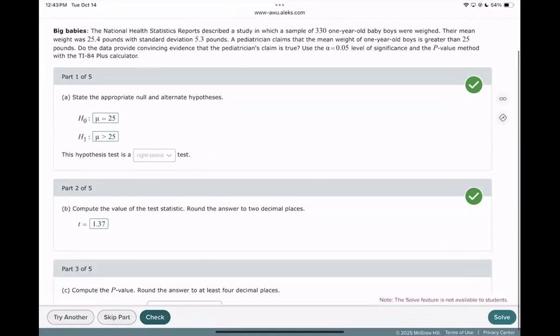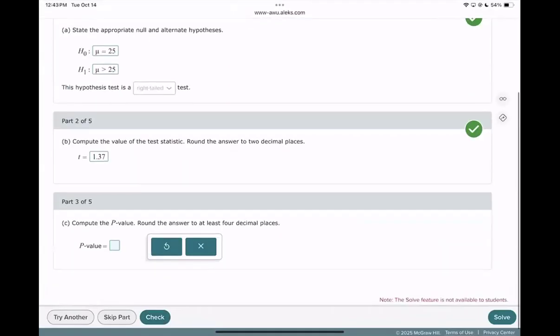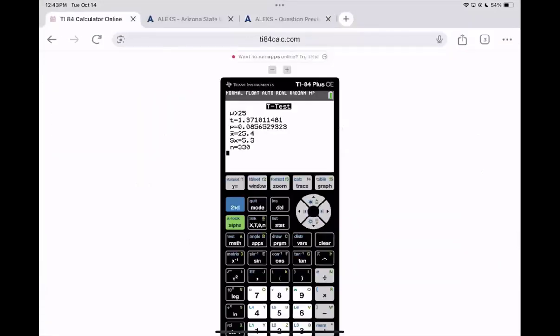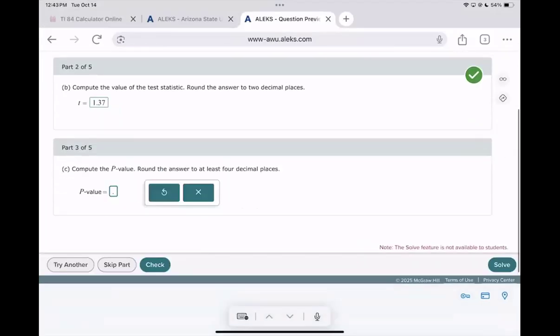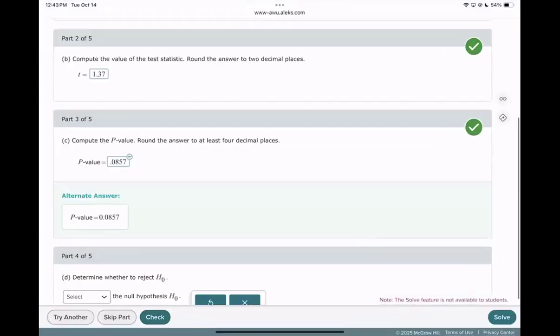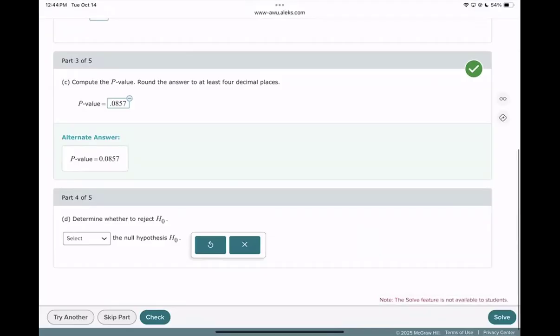For now, I'll just show you how we're going to answer it all. This says round to 4 decimal places. So let's go back here. The p-value 0.0856, and that 6 would round up to a 7 because there's another 5. 0.0857. Check. Great. All right, do we reject?